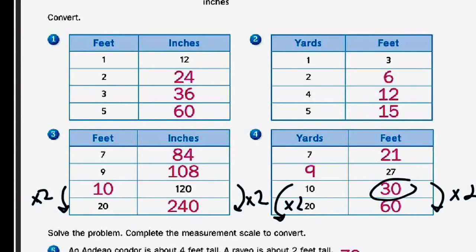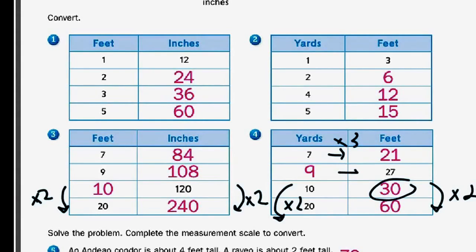So how do you convert from yards to feet? Well, hopefully you determined you multiply the number of yards times 3, because there are 3 feet in every yard. So 7 over here times 3 would be 21. 9 times 3 would be 27. 10 times 3 would be 30. 20 times 3 would be 60, right? So there's a little bit of a rule table for you, a rule chart.